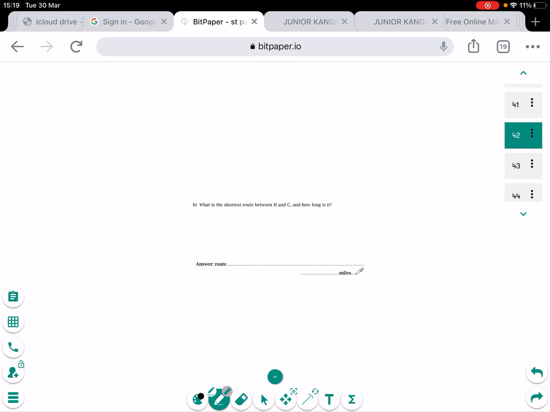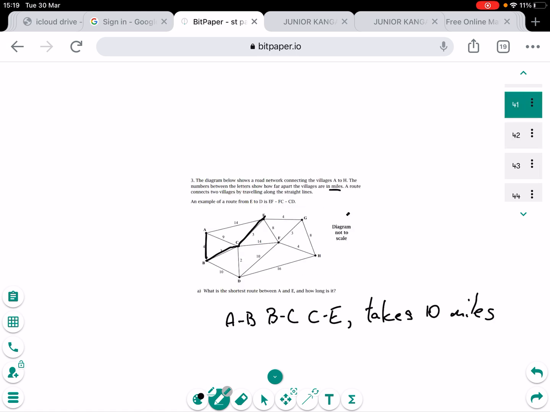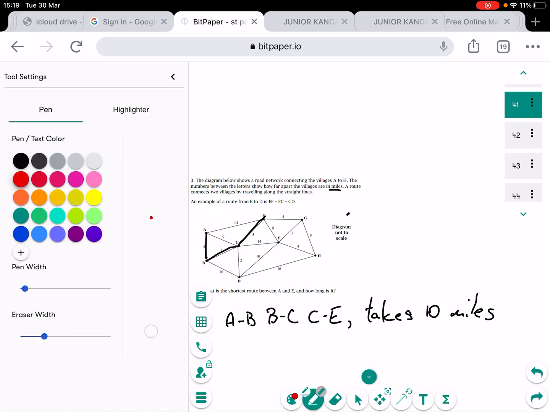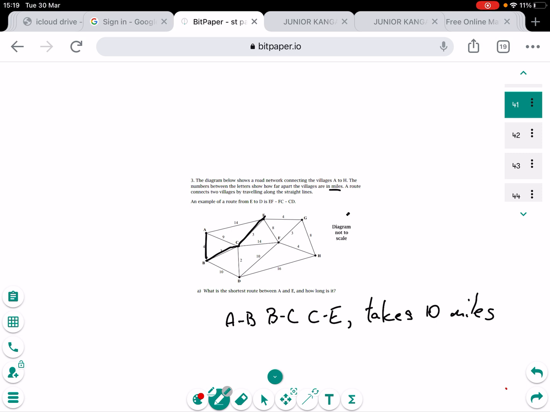And for this one, it says H and C, and how long is it? Let me use a different color. So from H here to C. Wait, where's C? Here. Between H and C, it doesn't matter which way we go. So let's start from C. So 3, 4, 3, 4. So that's the shortest solution I found.